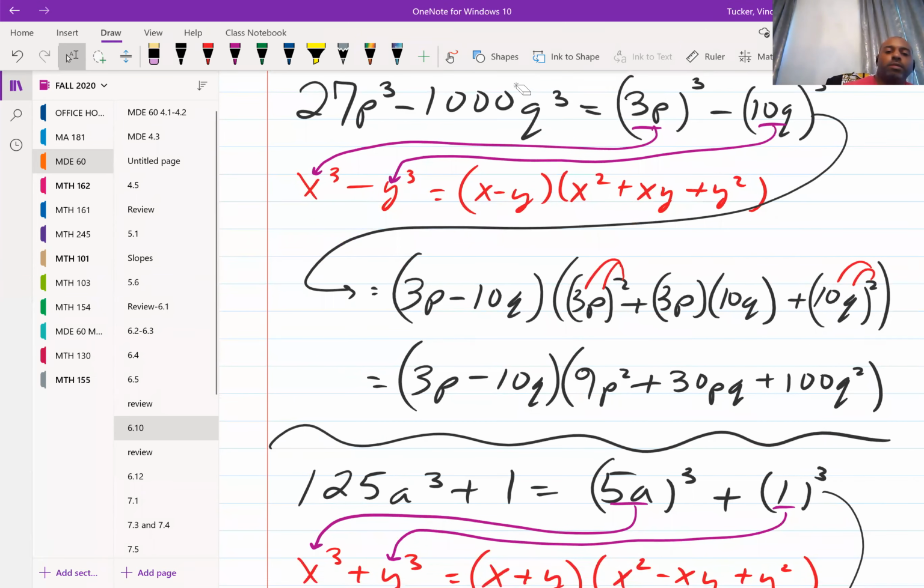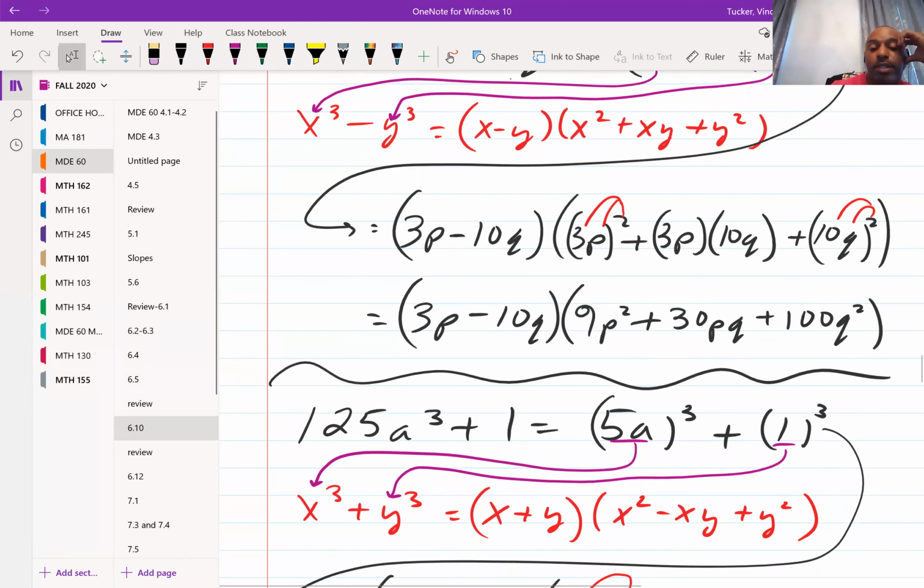All right, looking at another one. 125a cubed plus 1. Once again, are they perfect cubes? If they are not perfect cubes, then you cannot use these relationships or this formula. So 125a cubed is 5a being cubed, and 1 is a perfect cube, because 1 times 1, no matter how many times, is going to give you 1. So 1 is our perfect cube.